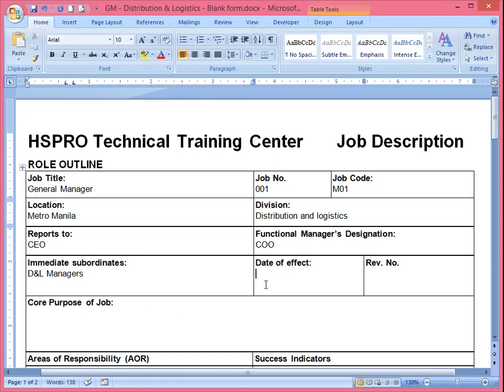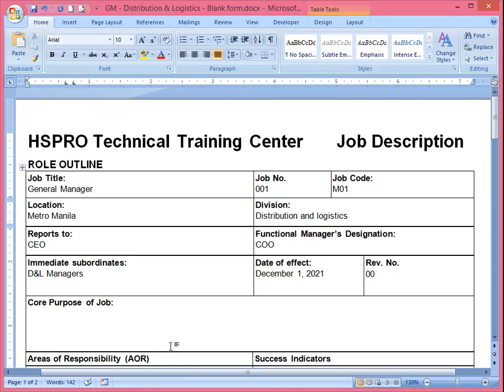Date of effect, maybe we can say this will take effect on December 2021. Revision number, since this is the first time that we are writing this job description, we'll just say 00. Then after making the first revision, we can say 01. Second revision would be 02, things like that. Okay, as I've said earlier, core purpose of job is a general statement of the job.